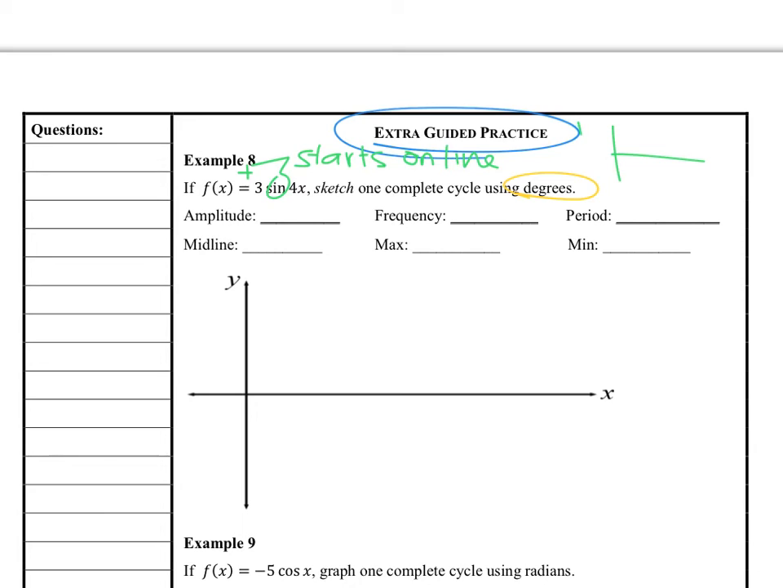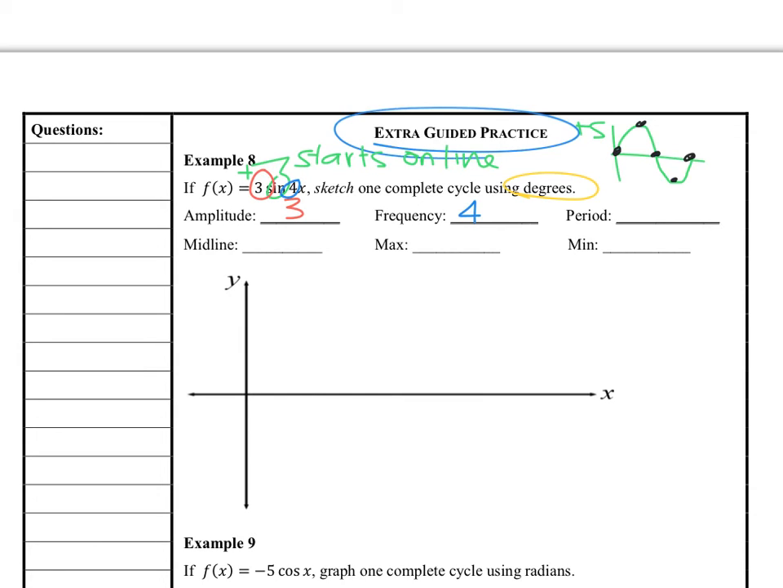So if I make my little positive sine sketch, I know that it starts on the line, jumps up, dips down, comes back to the line. 5 critical points: beginning, end, middle, middle of the middles. Okay? Amplitude is the number in front. That's a 3.